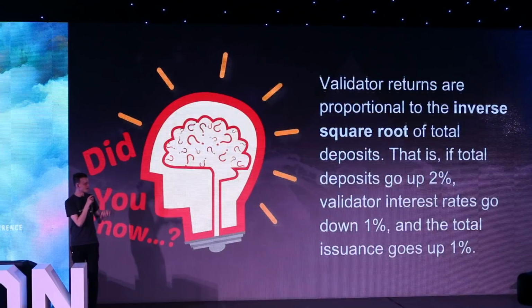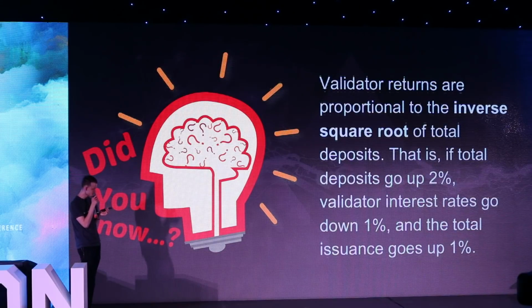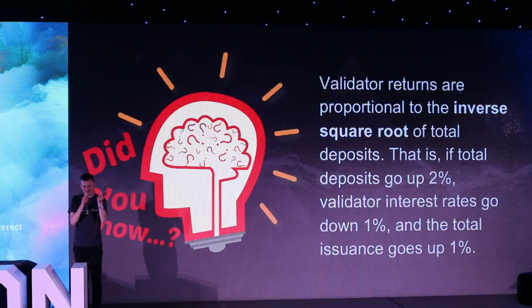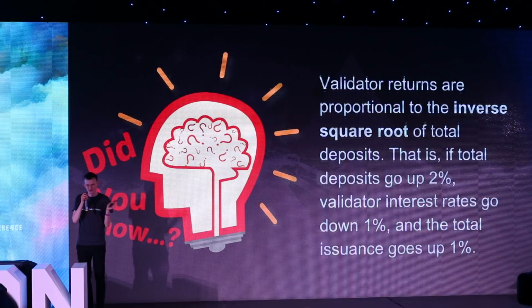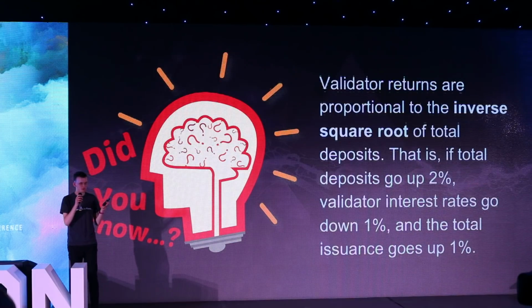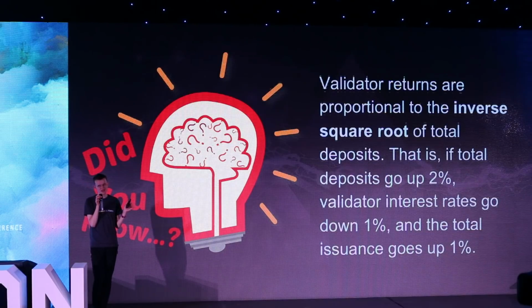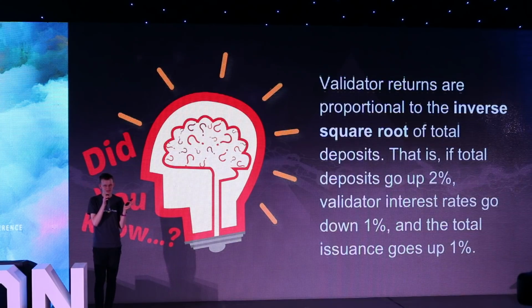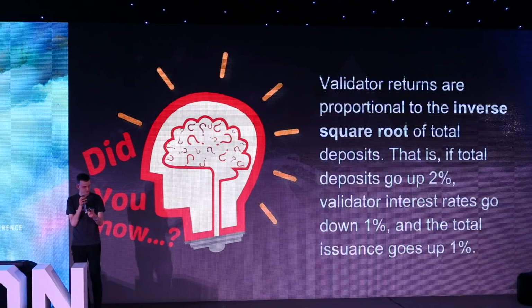So, did you know, validator returns are proportional to the inverse square root of the total deposits. Basically, if the total amount of Ether participating in Casper goes up by 2%, then every individual validator's interest rate goes down by 1%. That would mean going down from 5% to 4.95%, or from 4% to 3.96%. And the total issuance goes up by 1%, right? So if more people deposit, then every validator earns slightly less, but not too much less. It's not a perfect zero-sum competition the way proof of work is.